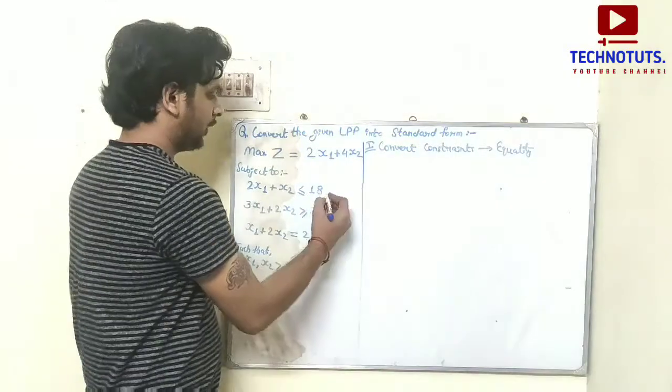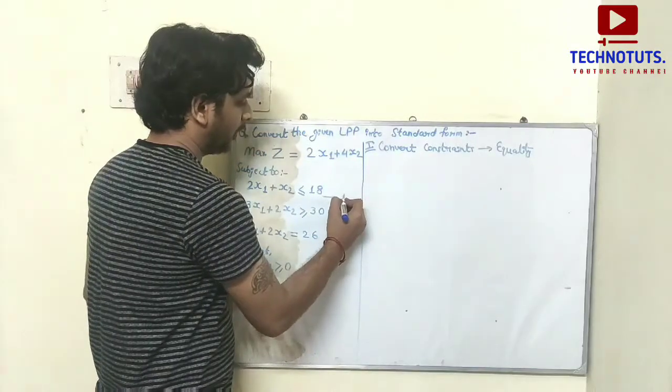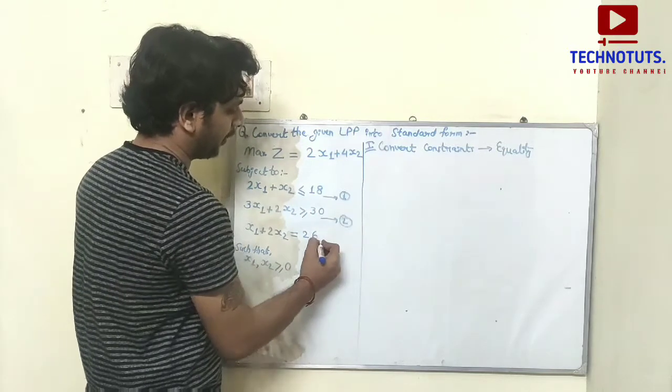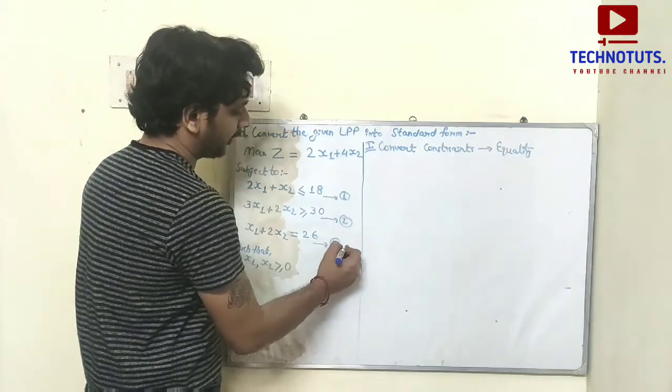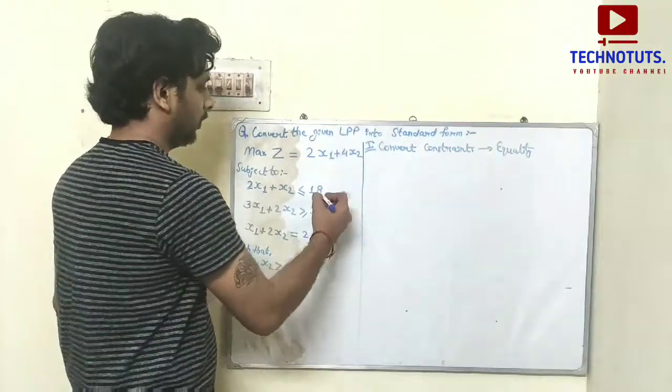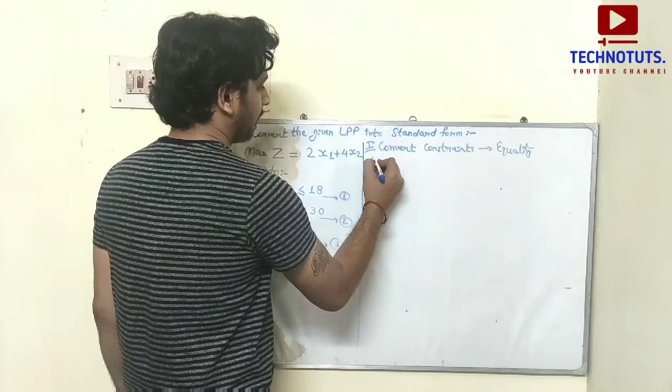Okay, let us number the equations: the first is equation number 1, the second constraint is equation number 2, and the third constraint is equation number 3. Now we will convert equation number 1 first.